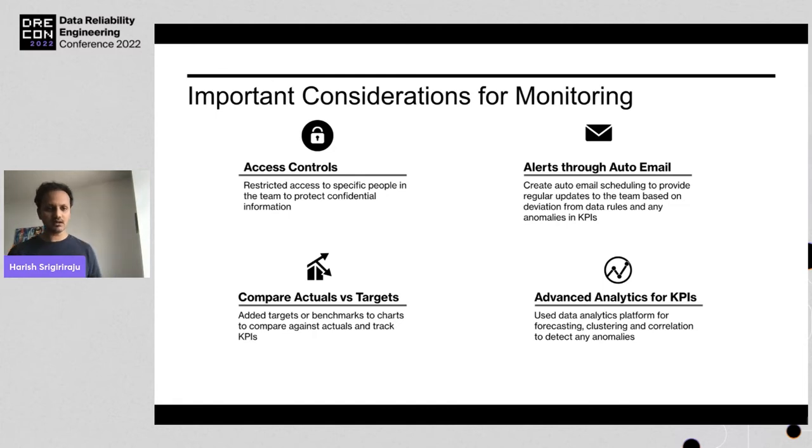So there are a few other important considerations for monitoring apart from the ones which we discussed. The first thing is access control. I think it's very important to see and monitor who's actually able to access this data. When you're setting up these tools or monitoring approaches, it's again important to see that access is also part of this monitoring. And it constantly has to be tested who the specific people or teams are that are able to access this confidential information.